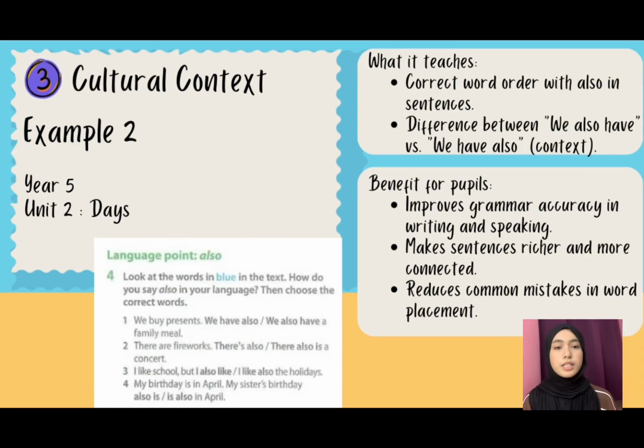So this is another important learning point in this unit, which is the correct use of the word "also". Pupils learn about word order and how "also" can change position in a sentence. For example, "we also have a family meal" and "we have also a family meal", which sounds awkward and wrong. So, the lesson helps pupils to understand which structure is grammatically correct. And the benefit is that pupils can improve their grammar accuracy in both writing and speaking. Their sentences can become richer and more connected, and they are less likely to make common mistakes.